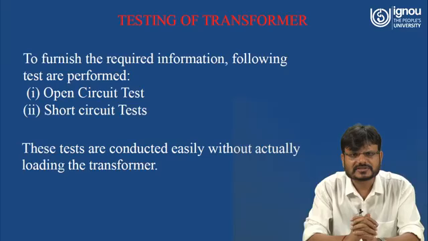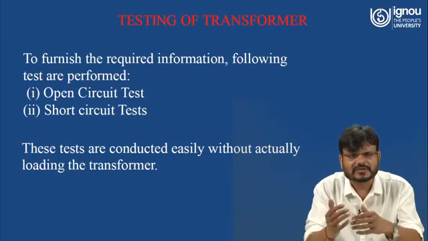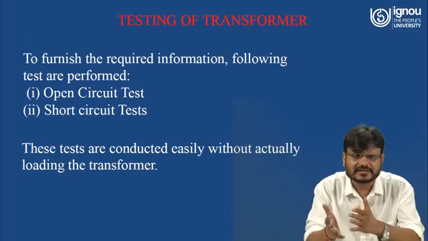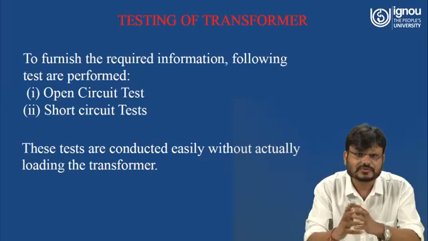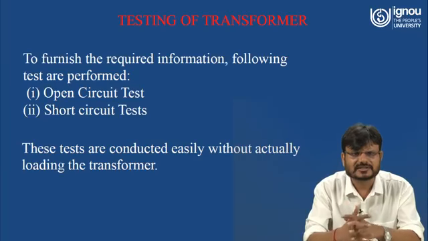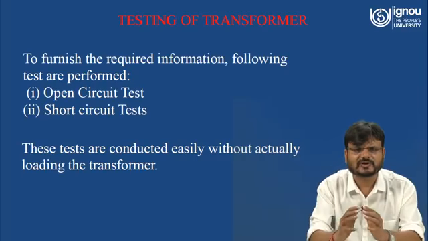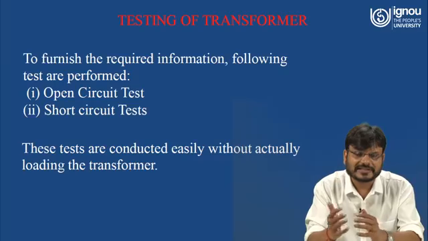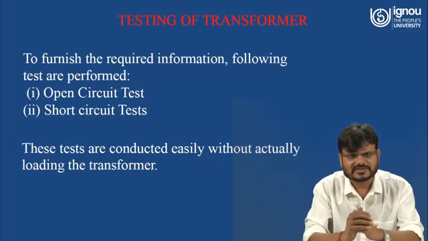Now we are going to discuss testing of the transformer, how transformers are tested. That means how you can calculate these losses, the iron losses and copper losses, or you can say variable losses. To find out these losses, two tests are performed, called the open circuit test and the short circuit test. The open circuit test is performed for finding the iron losses, that means eddy current losses and hysteresis losses, and the short circuit test is performed to calculate the copper losses at full load.